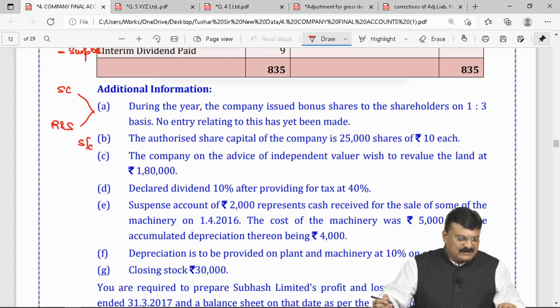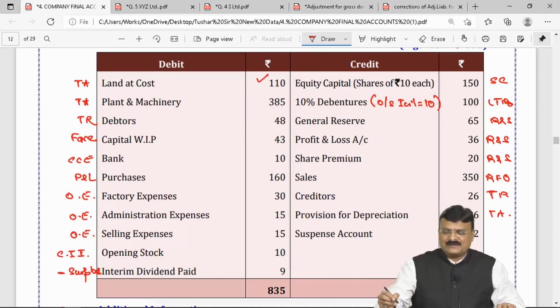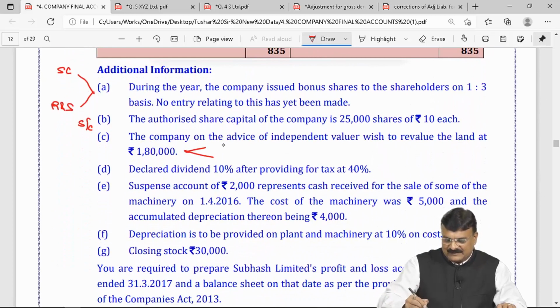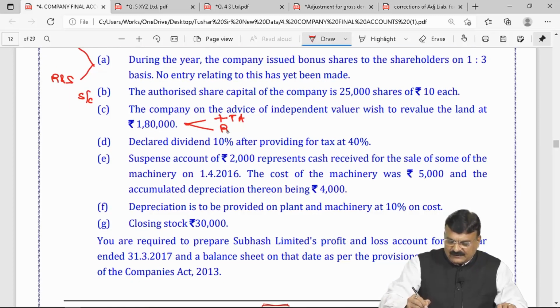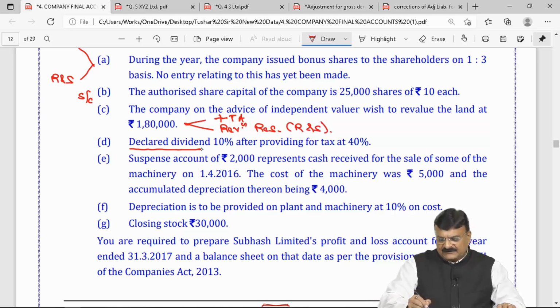Company on the advice of independent valuer wish to revalue land at 1,80,000. What is our trial balance value of land? 110. So tick mark. It's now revalued at 180. So two effects. First, add in 1,10,000. So add in tangible assets. And second, it will create a revaluation reserve of 70,000. That will be revaluation reserve going to reserves and surplus. Declared dividend 10%, I just showed you, no effect, only footnote.